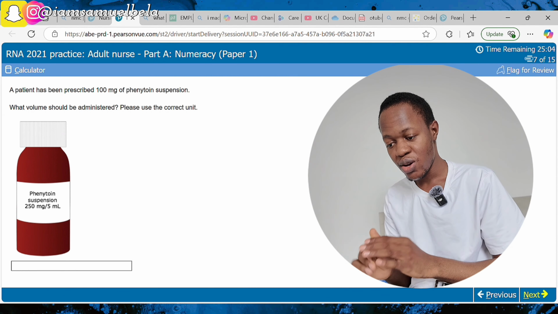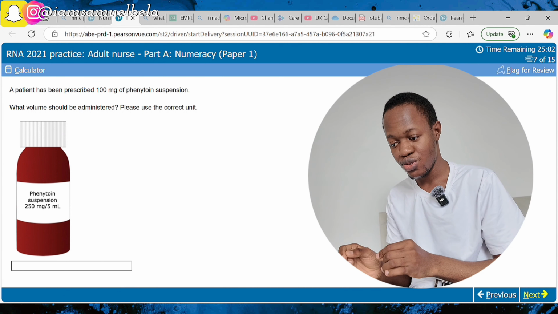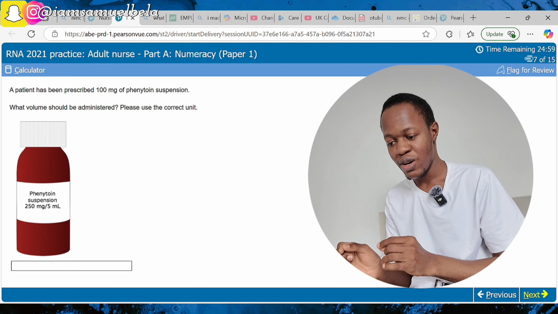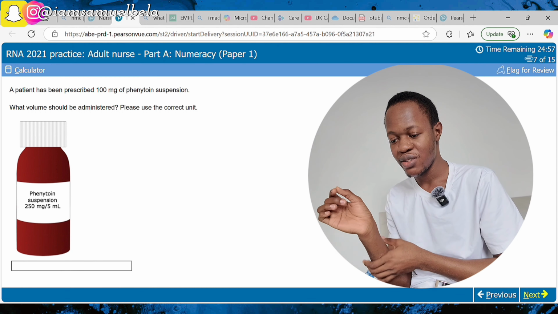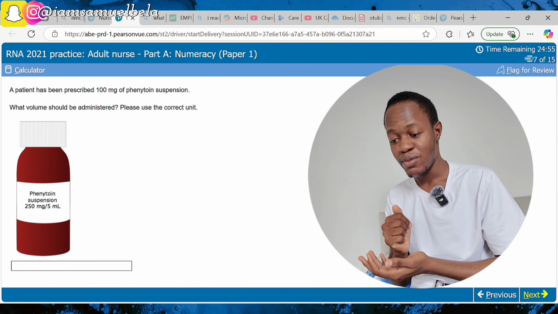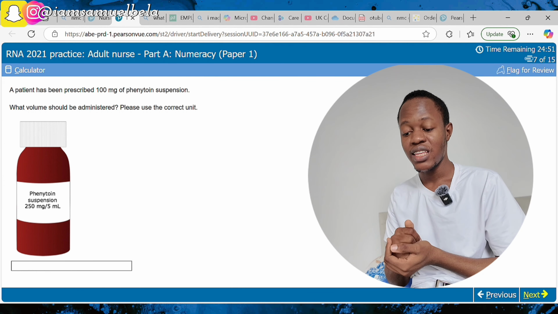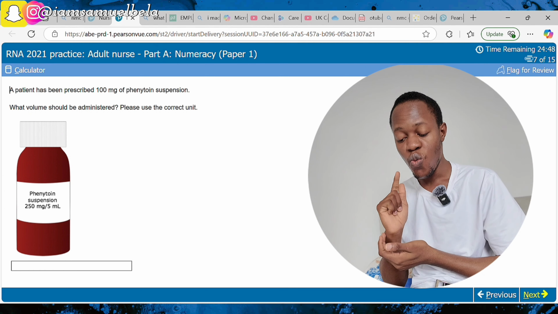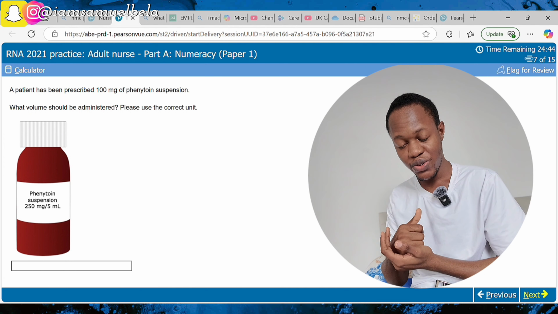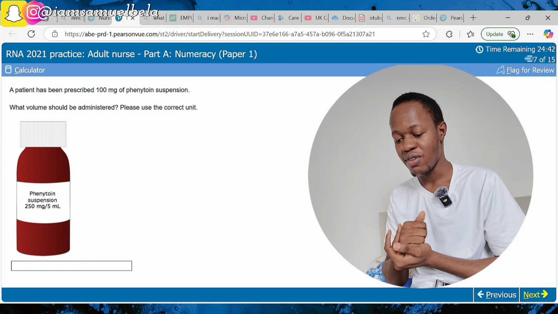A patient has been prescribed 100 milligram of phenytoin suspension. What volume should be administered? Please use the correct unit. A patient is prescribed 100 milligram and our bottle comes in 250 milligram in 5 ml. That means 1 ml is 50 milligram. You know how I got that, right? Divide both sides by 5.